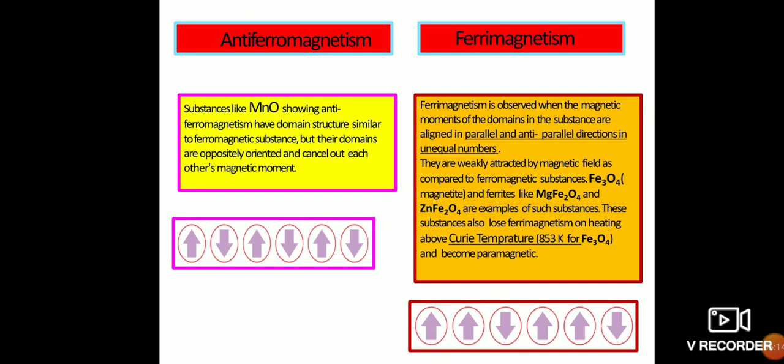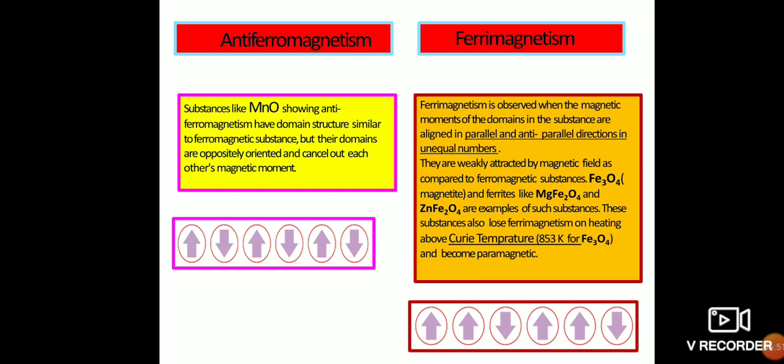Next is antiferromagnetism. Some substances like manganese oxide show antiferromagnetism. In the case of antiferromagnetic substances, the magnetic moments in the domains are oppositely oriented and cancel out each other's magnetic moment. So when an external magnetic field is applied, these are weakly repelled.